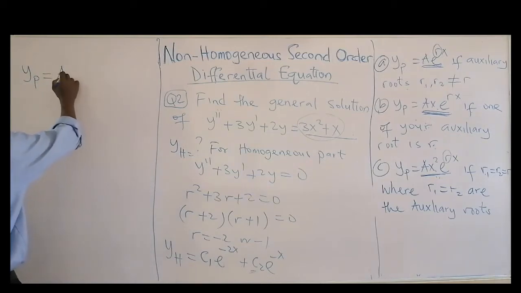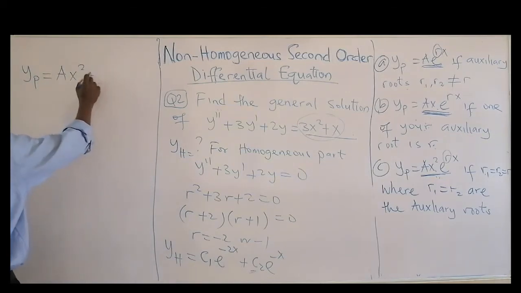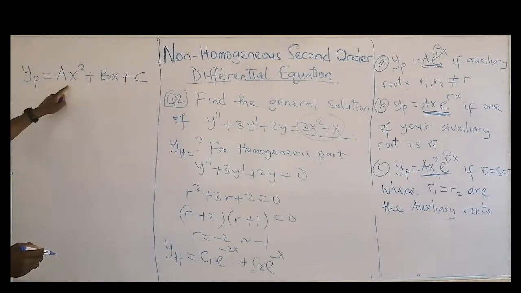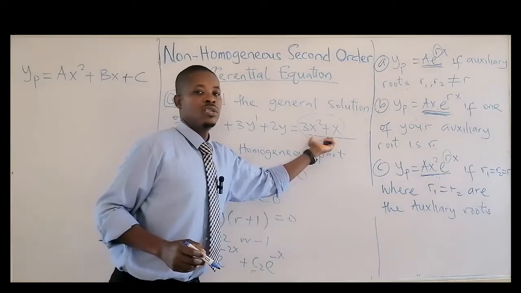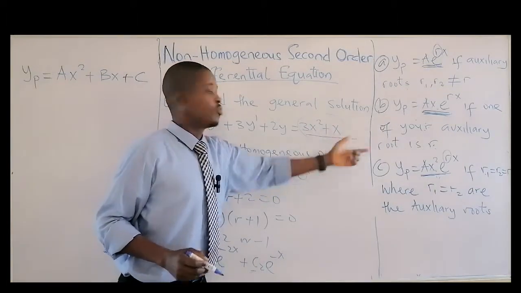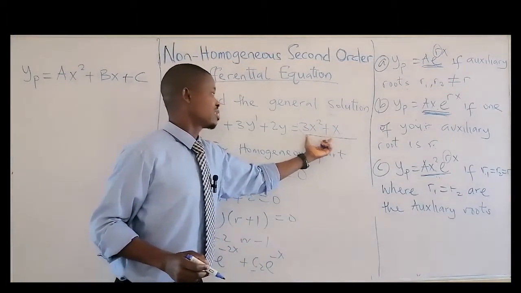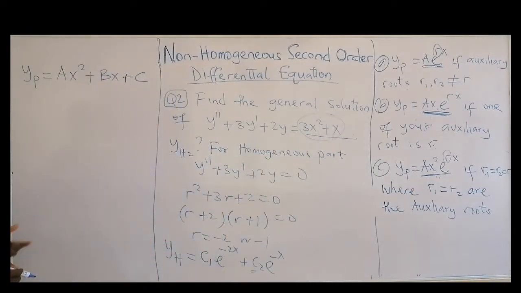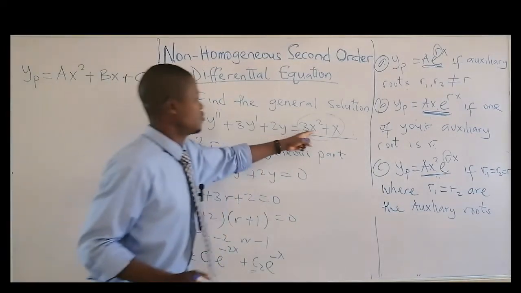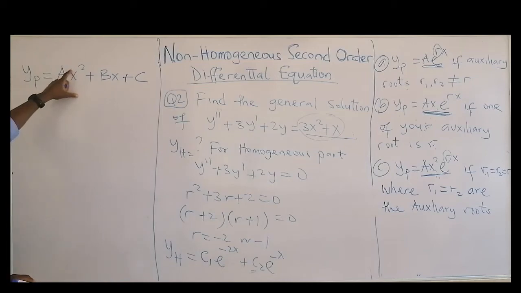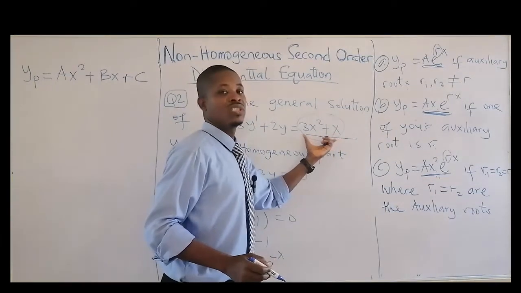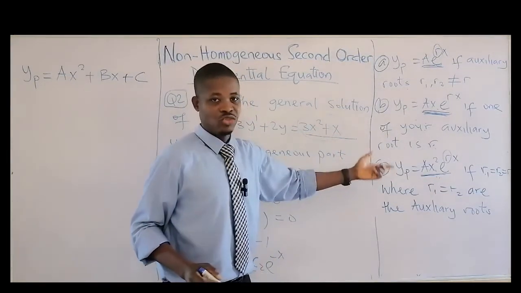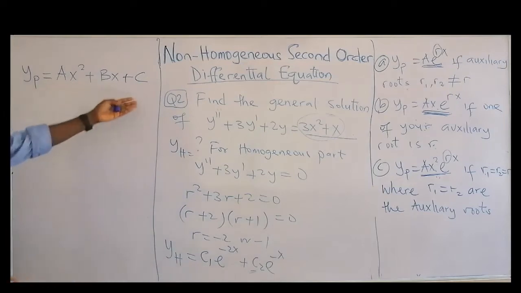Will be quadratic: ax squared plus bx plus c. Since this is a polynomial, it's quadratic, so your yp also must be of this form. This is of power 2, so the yp also must have power 2. Actually, there is no constant here, but it doesn't mean anything, since you just know that this is a polynomial of degree 2, then we have the same form here.